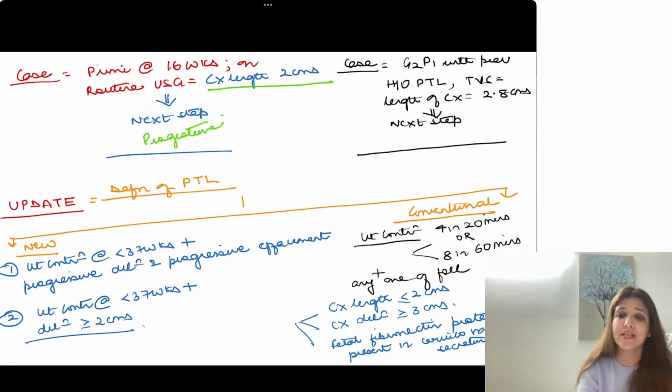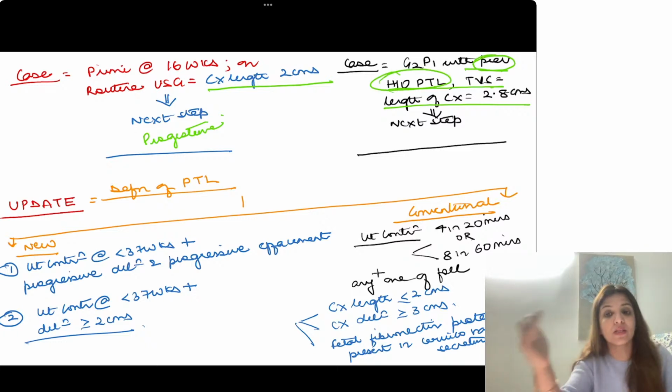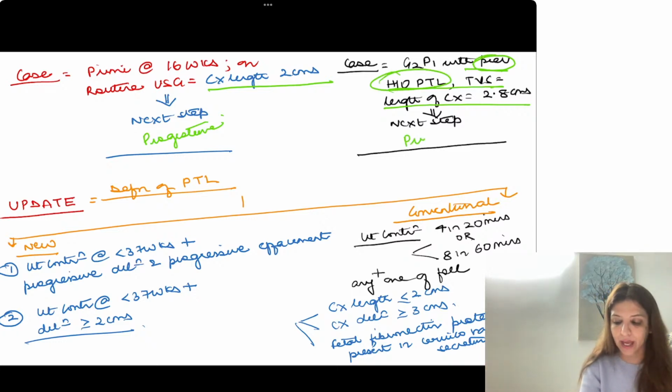Similarly, if your question says that there is a G2P1 female with previous history of preterm labor, and on TVS cervical length is 2.8 centimeters, which means it is above the cutoff value for predicting preterm labor. The cutoff value for predicting preterm labor is 2.5 centimeters, and over here they are saying 2.8 centimeters, and they ask you what is the next step. Over here again, your next step cannot be cervical cerclage, because cervical cerclage has to be done only if cervical length is less than 2.5 centimeters. But because she has previous history of preterm labor, which is a risk factor for preterm labor, my next step again becomes progesterone. Clear to all of you?